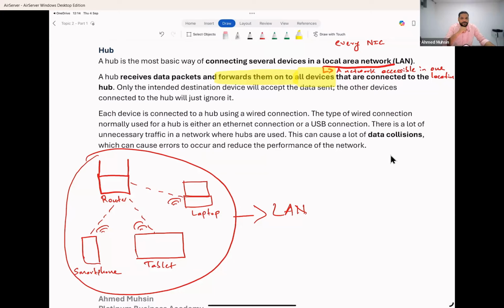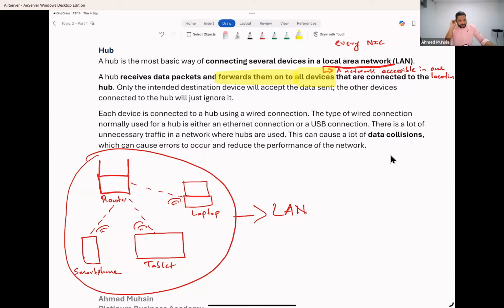Then keep reading it. Only the intended destination device will accept the data sent. Only the devices that are expecting data packets, or who are supposed to receive these data packets, will take it. The others will just simply ignore those data packets. So guys, you all understand the function of a hub, right? A hub basically forwards everything it receives to everyone connected. Okay? It doesn't choose who to give the data to. Whatever it gets, it gives it to everybody. Are we good? Right, keep reading it.